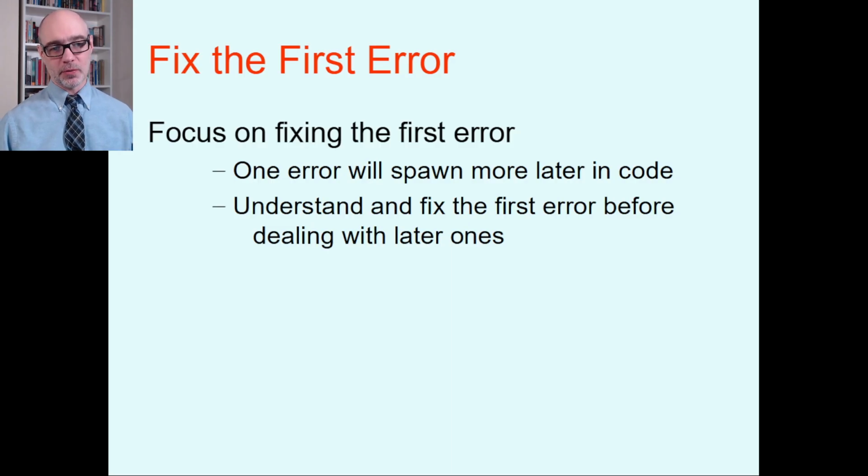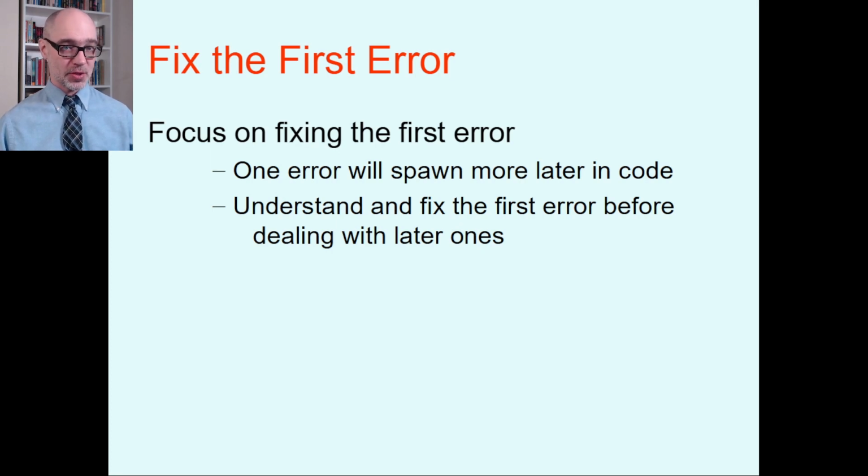Okay, here's my first piece of advice. You need to focus on fixing the first error that you see. If you have an error on some line near the start of your code, it's quite likely you're going to get a flood of apparent errors on later lines. For example, if you fail to define a variable properly, then every single line later on where you try to use that variable will become an error. So it's really important that you understand and fix the first error before dealing with later ones.